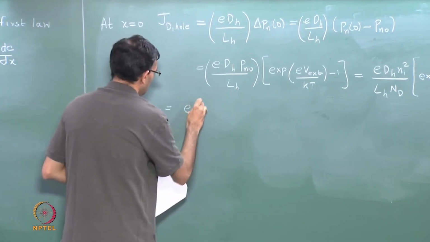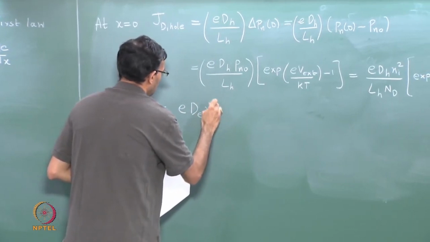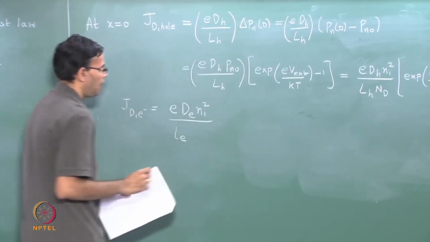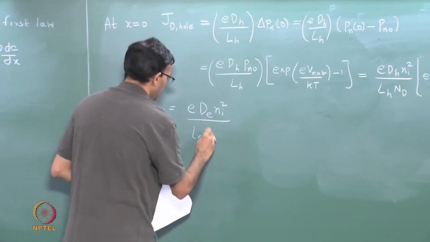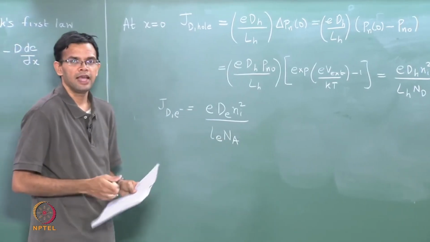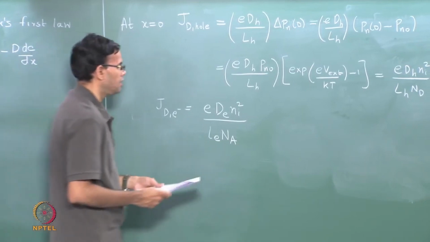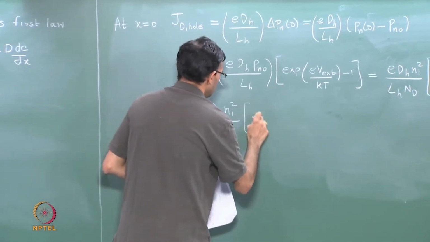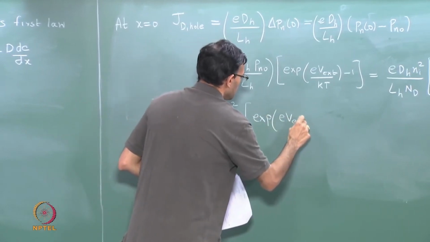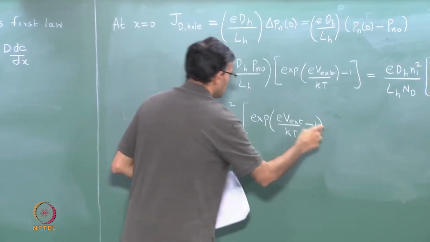So it will be E, instead of dH you will have dE, Ni square, instead of LH you will have Le, and instead of Ne you will have Na. So remember again, the electrons are moving on the p side and the holes are moving on the n side, but the rest of the expression is the same. E to the power V external over KT minus 1.